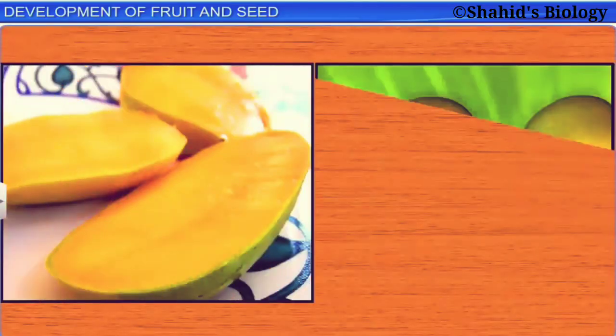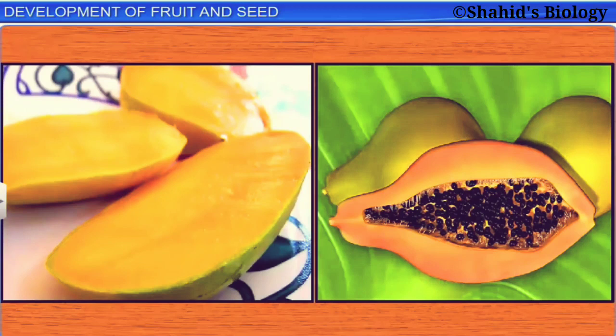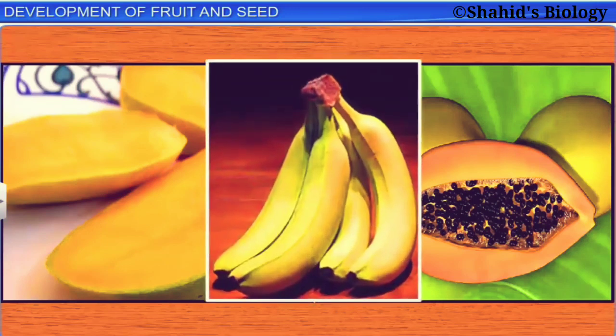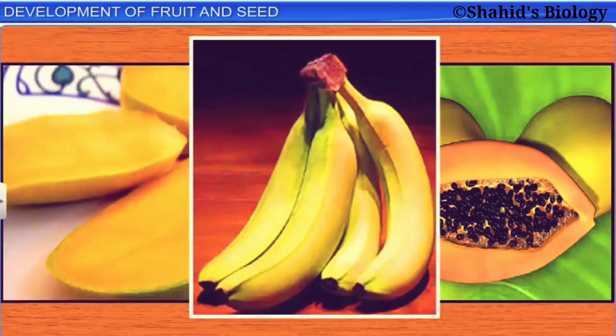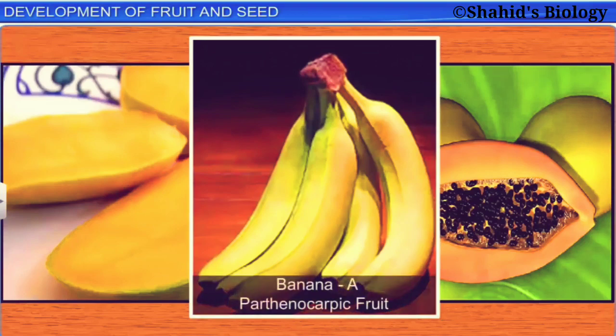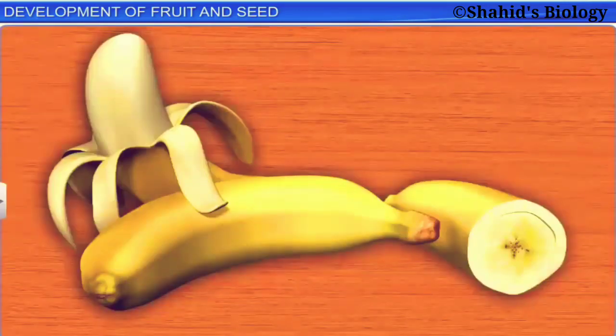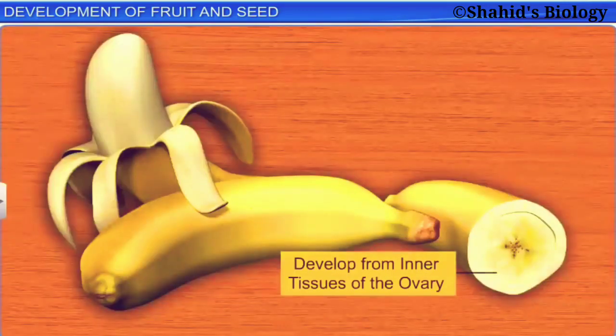On the other hand, fruit like mango and papaya that develop only from the ovary are called true fruit. Interestingly, while mango and papaya develop after fertilization, fruit like banana develop without fertilization and are called parthenocarpic fruit. Moreover, in the case of banana, the edible parts develop from the inner tissues of the ovary, and the brown specks that we see are the remnants of the ovules.